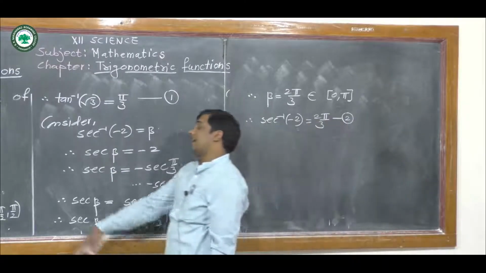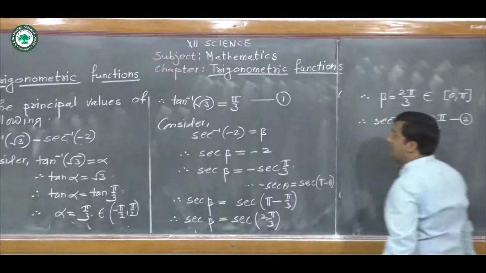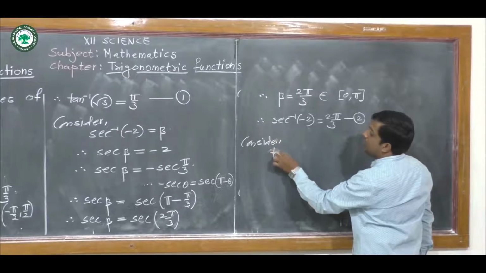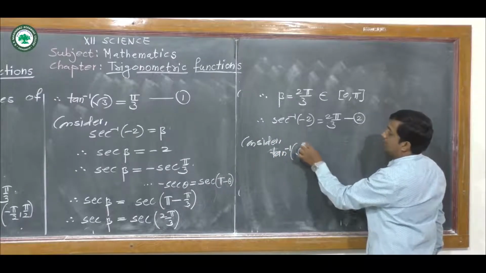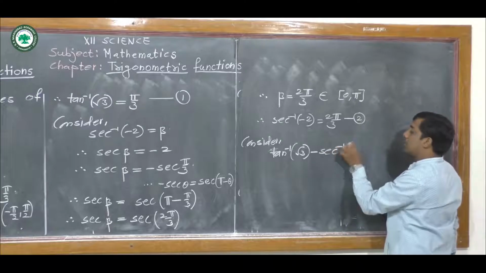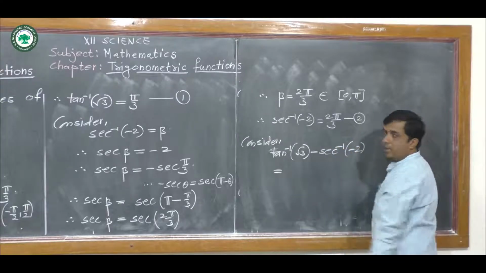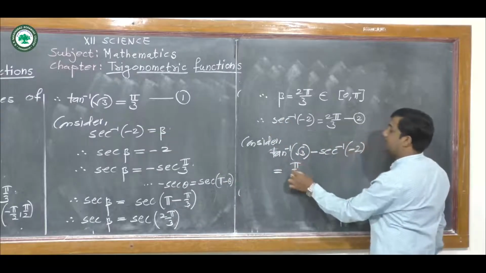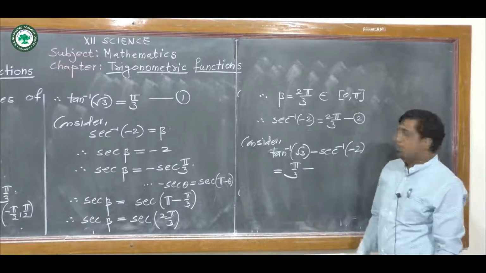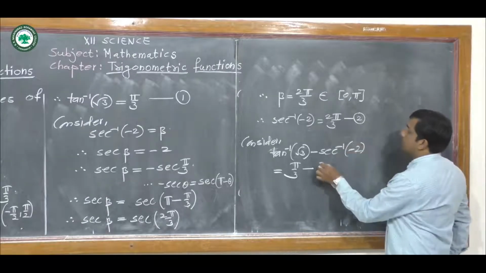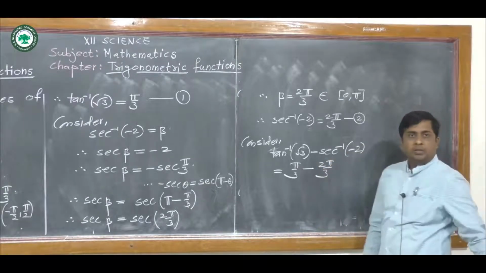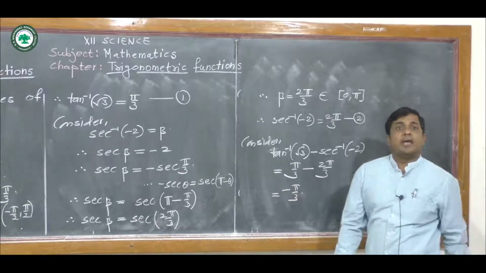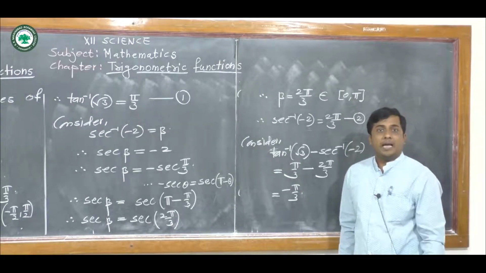Now we go with our example. Here what we have to find? Here we consider tan inverse of root 3 minus sec inverse of minus 2 is equal to, we know tan inverse of root 3 is pi by 3. Then with minus sign, sec inverse of minus 2 is 2 pi by 3. And lastly, we get minus pi by 3, and this is the final answer.